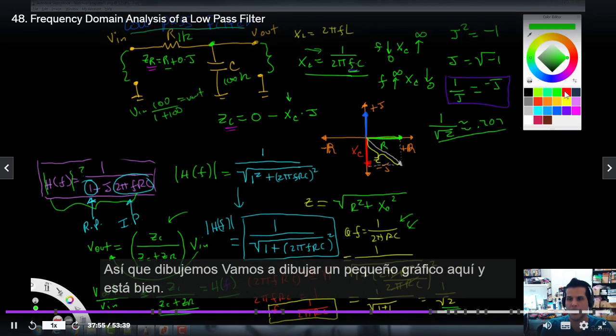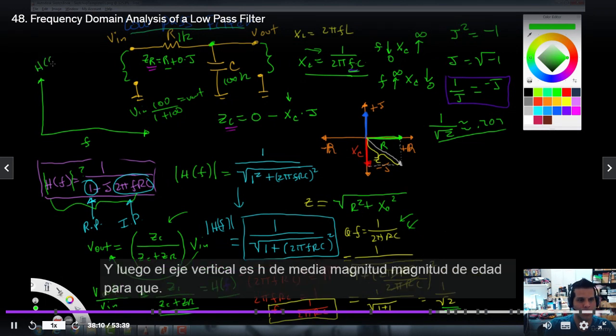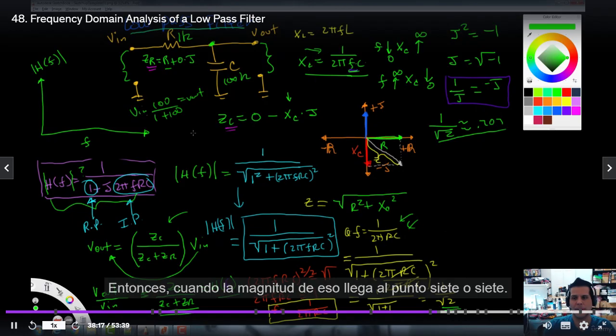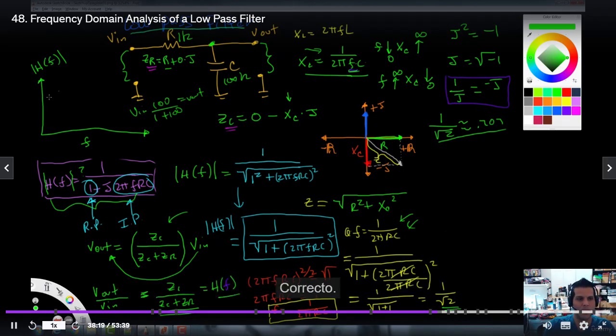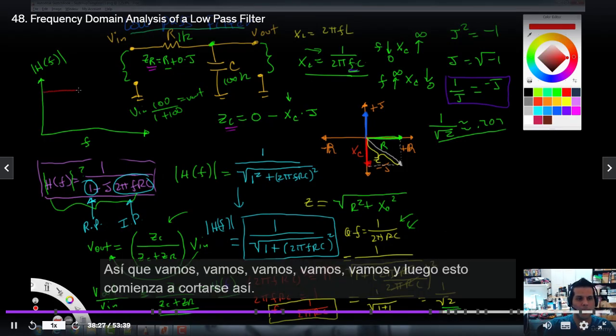So we're going to draw a little graph right here. Here is frequency on the bottom, and then the vertical axis is the magnitude of H(f). So when the magnitude of H(f) hits 0.707, this is what this thing looks like. This is a low pass filter. Let's use a different color here. So we go, and then this thing starts cutting off like this.